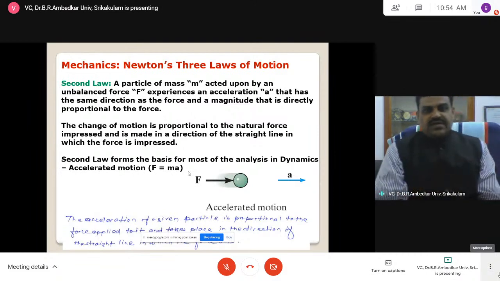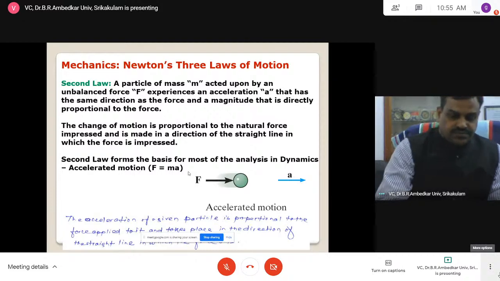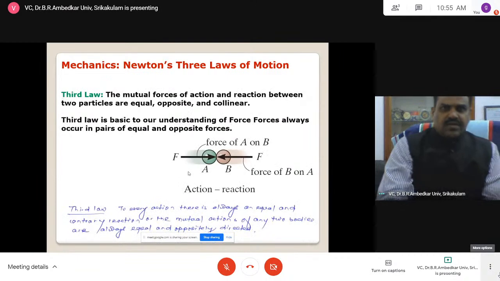Whether it is rotation, the same; translation, the same; translation again rectilinear or curvilinear, or a combination of translation and rotation. Okay. So this is how generally we will try to consider the cases. So now let us see the third law.